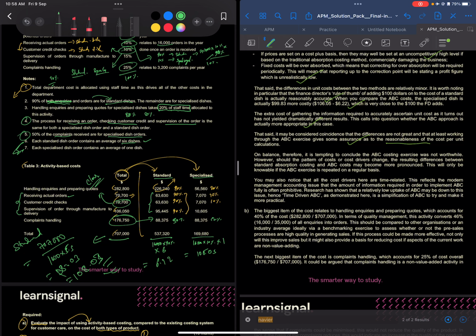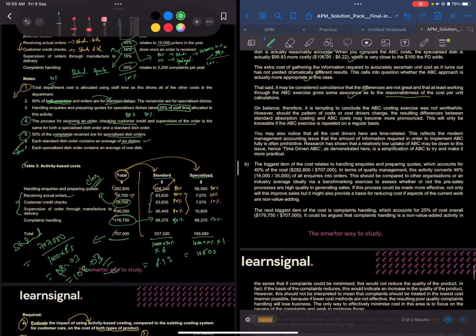On balance, therefore, it is tempting to conclude that the ABC exercise was not worthwhile, but should the pattern of cost or cost drivers change, the resulting differences between standard absorption costing and ABC costing may be pronounced. This will be knowable if the ABC exercise is repeated on a regular basis. Next thing, you may also notice the cost drivers are time related. This reflects a modern management accounting issue: the amount of time required to implement ABC is often prohibitive.